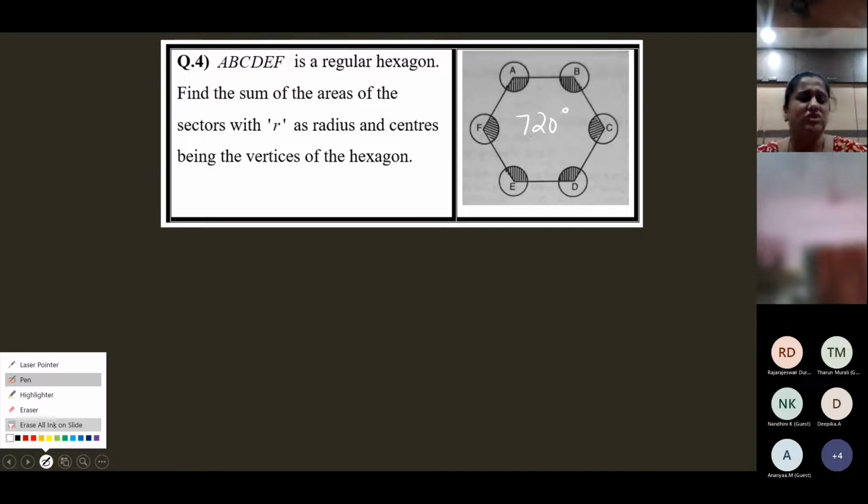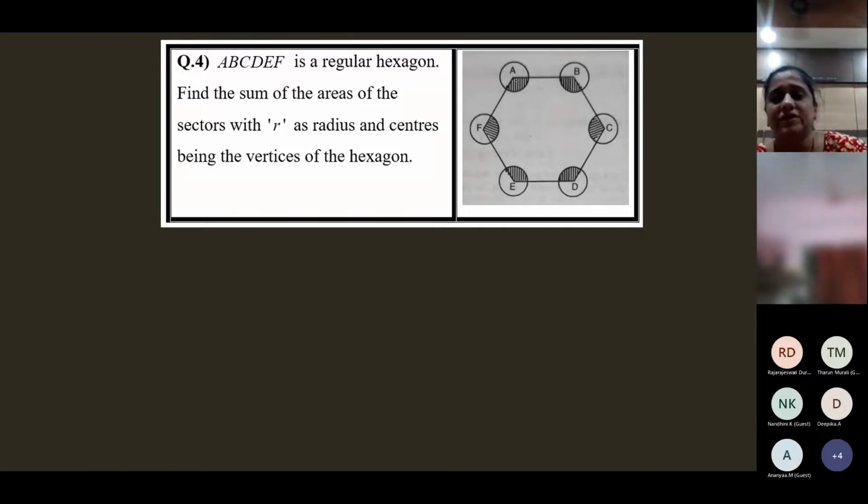You can also do this, children. Another way is like this. Just take any vertex and divide the polygon into triangles. So see here, I'm connecting like this. This is one triangle.